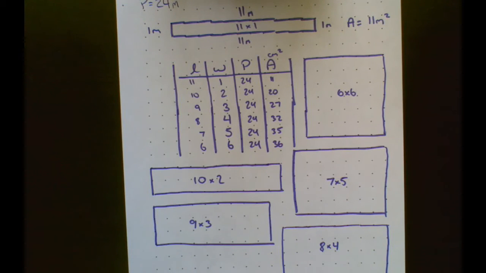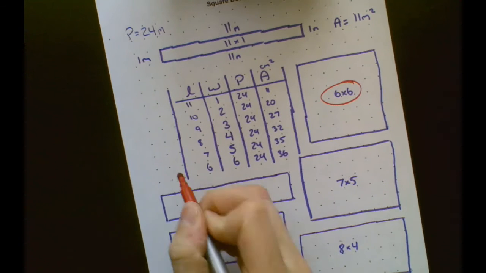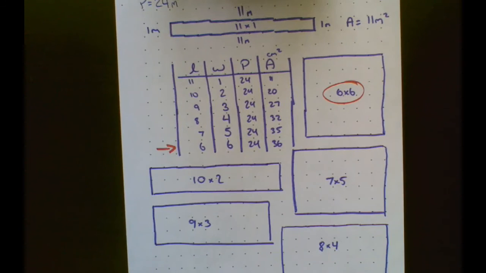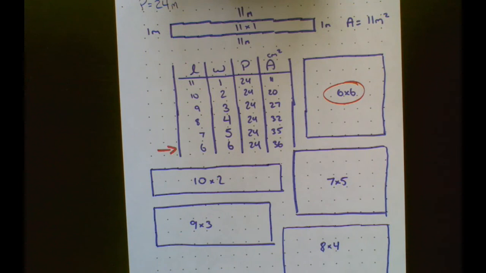Okay. If I really like gardening, I want the biggest possible area, the most possible space. I am obviously going to go for this one. Okay, this 6 by 6, which happens to be a square, which is great. If I add up the perimeter, 6, 12, 18, 24, I still have a perimeter of 24.